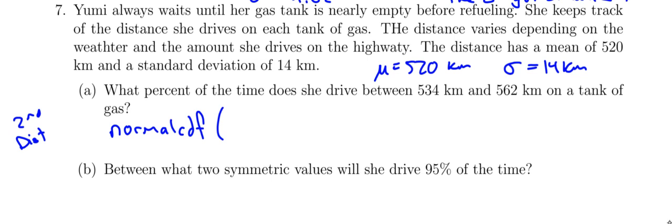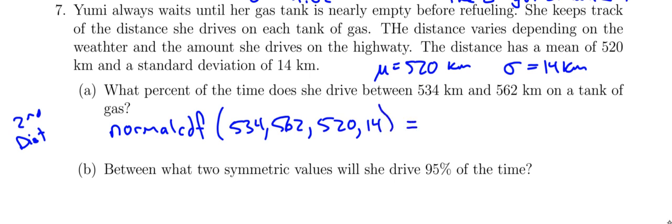Our minimum value here is going to be 534. Our maximum value will be 562 with a mean of 520 and a standard deviation of 14. And when we enter that all in, we are going to get 0.1573 or 15.73% of the time she's going to fall somewhere between 534 and 562 kilometers.